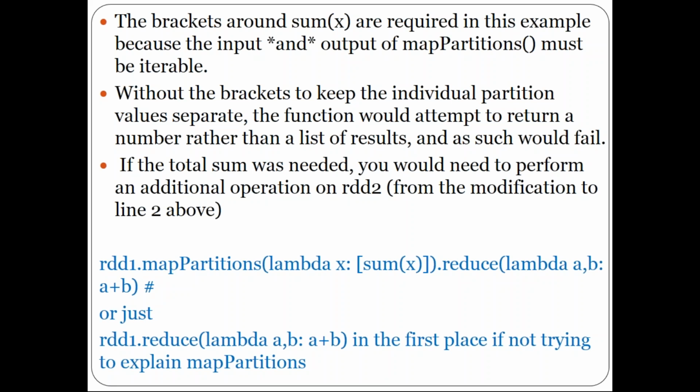Now, you have one partition. It counted. It gave you a value. You want to keep that separate. In that case, the function would attempt to return a number rather than a list of values. Your result must be a list of values, but you gave a number, and that will tend to confuse the next stage of the transformation.